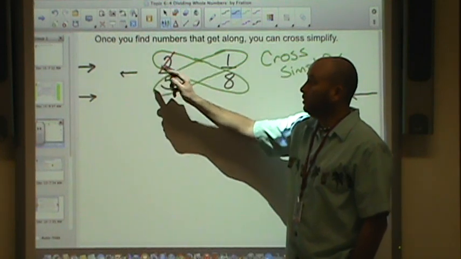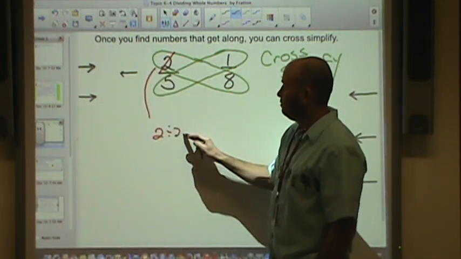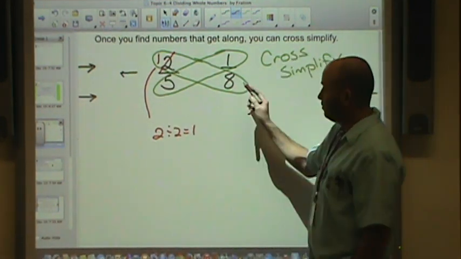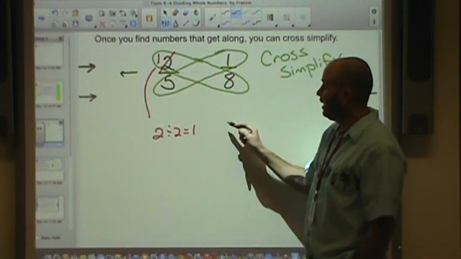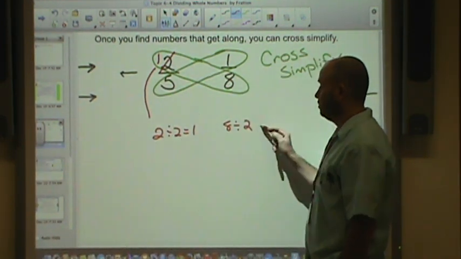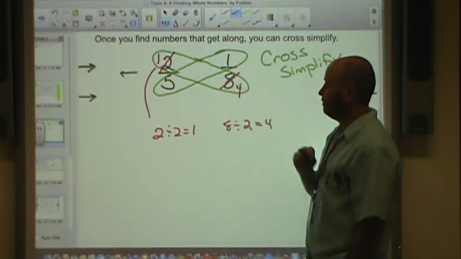So 2 will go into 2. In other words, 2 divided by 2 equals 1, so we're going to make that a 1. But then we also have to take 8 and do 8 divided by 2, which equals 4. So then we're going to cross that and make it 4.